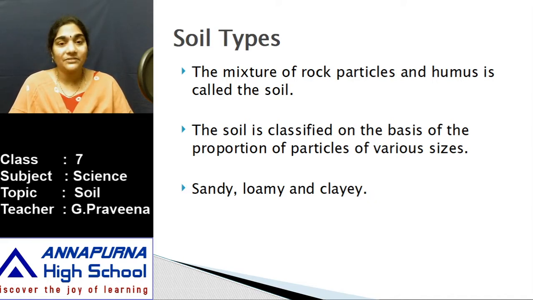The soil is classified on the basis of the proportion of particles of various sizes. For example, if the proportion of large particles is more, then we consider that soil as sandy. If the proportion of fine particles is higher, then we consider it as clayey soil. If large and fine particles are in equal proportion, we consider that as loamy soil. So we can classify soil into three types: sandy, loamy, and clayey.